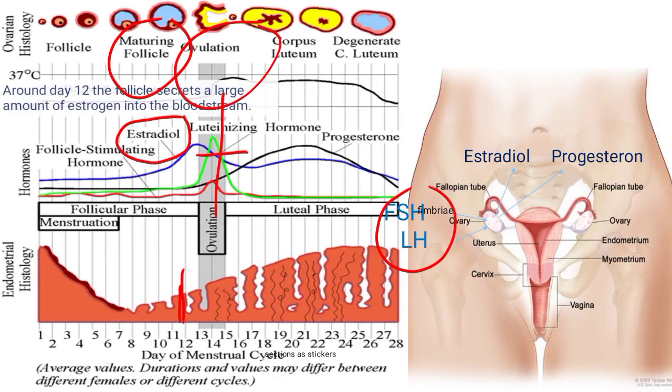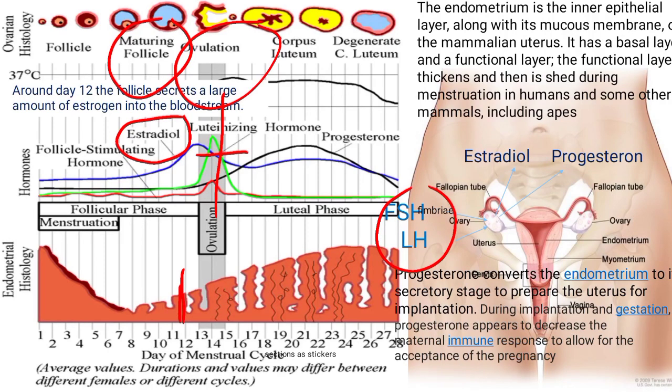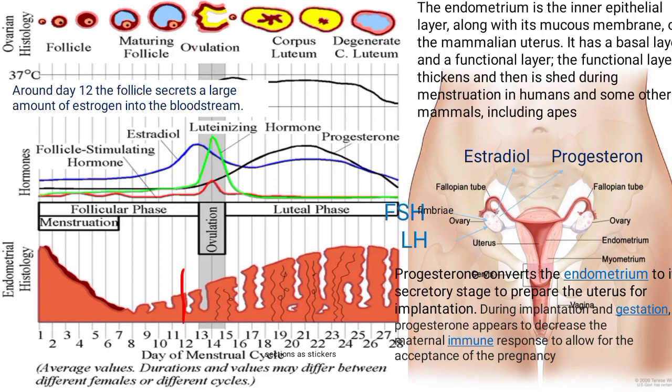And during the luteal phase, the progesterone is released by the ovum, and the high concentration of progesterone in the luteal phase converts the endometrium to its secretory stage to prepare the uterus wall for implantation. During implantation and gestation, the progesterone appears to decrease the maternal immune response to allow for the acceptance of the pregnancy. So what is ovulation?